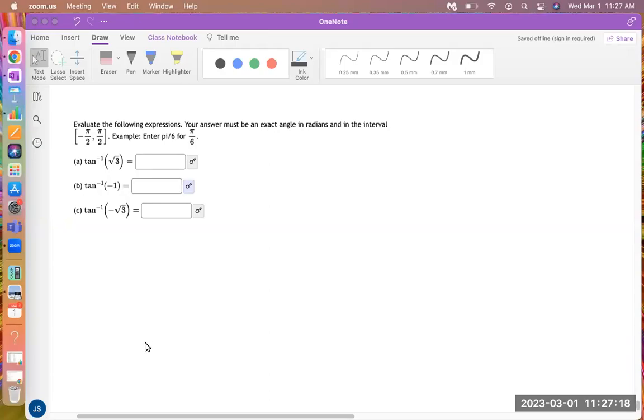Evaluate the following expression. Your answer must be an exact angle in radians or in an interval negative pi over 2 to pi over 2.